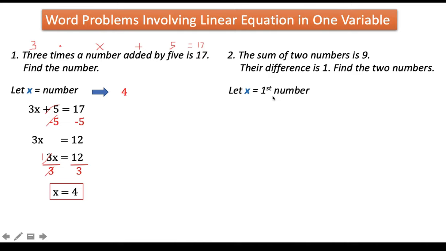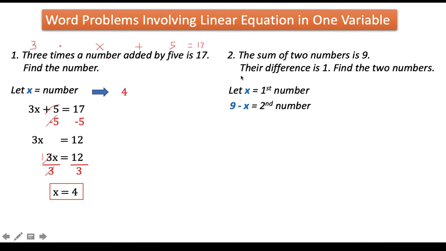Now, to represent the second number, we can use the first sentence. The sum of two numbers is 9. So since our first number is x and their sum is 9, if we subtract the first number from the sum, which is 9, we can get the second number. Therefore, our second number is represented by 9 minus x. So these are the two representations of the numbers that we're going to find.